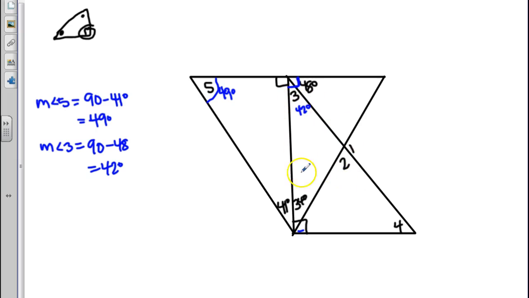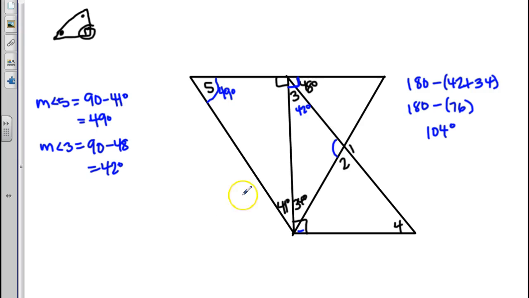All right, look at these guys right here. If I can find this angle, then I'll know angle 1 and I can also find angle 2. So there's a bonus. We didn't talk about that just a minute ago. So let's find this random angle here. 180 minus the sum of 42 and 34. 42 and 34 is 76. So that would be 104 degrees if I've done my math quickly and correctly. So 104 here, puts that at 104, puts this one at 76.